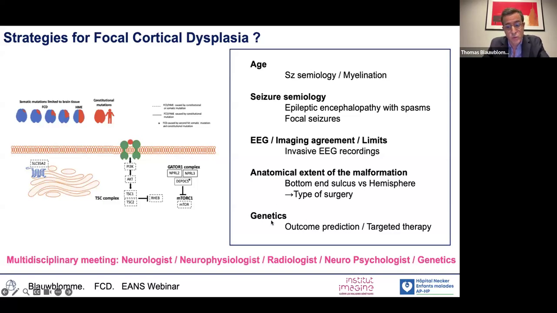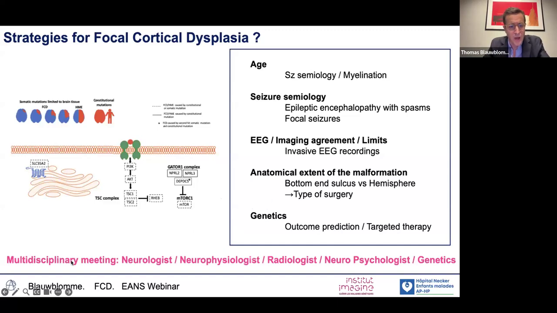Lastly, I think we need to take into consideration now the genetics, because it can predict the outcome of the patient, because the outcome of a patient with FCD type 2B is clearly better than a patient with FCD type 1, but it can also guide targeted therapy in case of failure after surgery, for example, for the patient with the MOG.